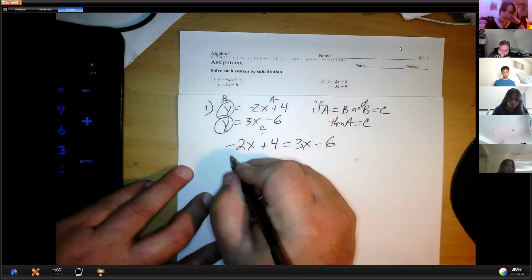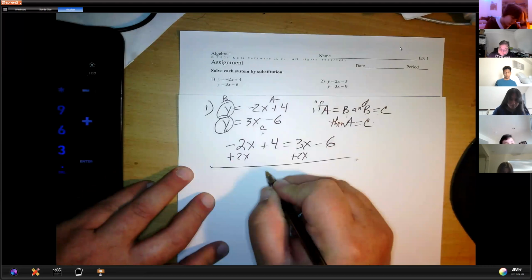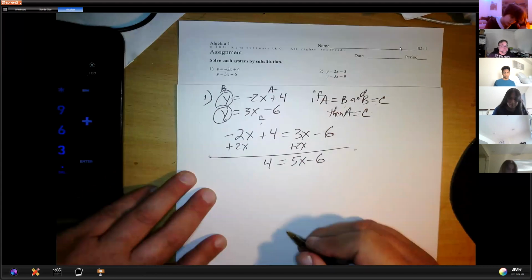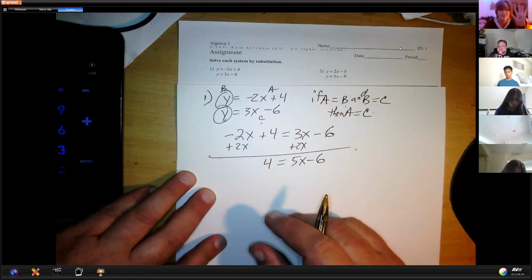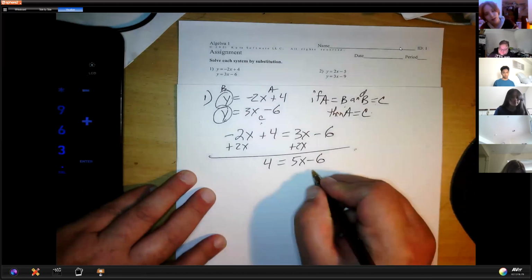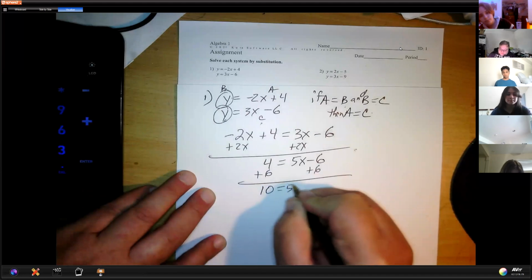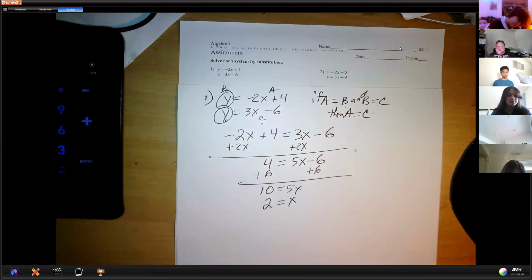So I'm going to solve it by adding 2x. Then what should I do? What should I do now? Well, don't rush all at once to answer the question. Just take your time there. Yes, Allie? You would add the 6 to the 4. So now I have 10 equals 5x, which is obviously going to be 2 equals x after I divide both sides by 5. All right? So that's just really easy, isn't it?